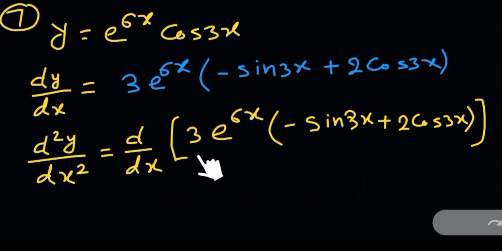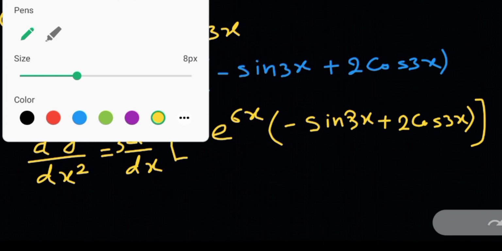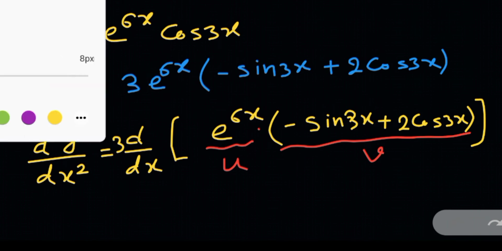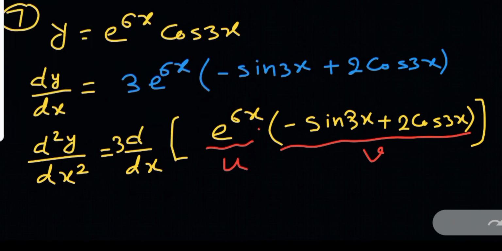Now how can we do it? This 3 is constant, so I will take 3 outside, no issue. Here if you see two functions, I am taking this as u and this whole bracket portion as v. Here I will use the u into v formula, so u is e to the power 6x and v is minus sin 3x plus 2 cos 3x.